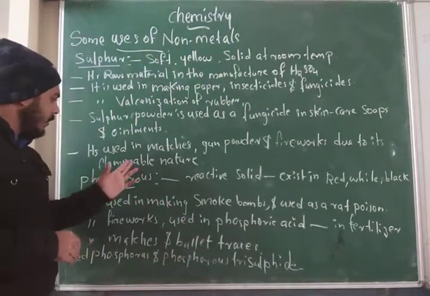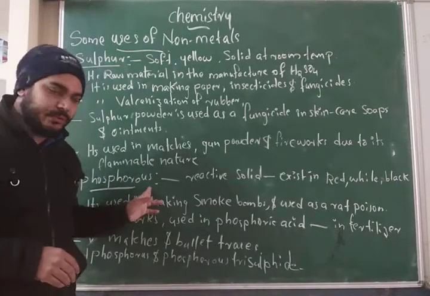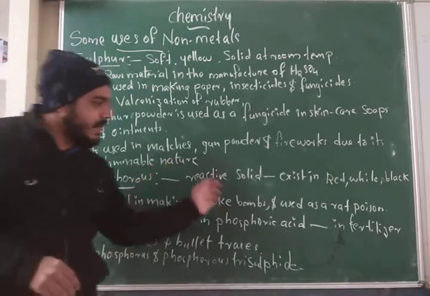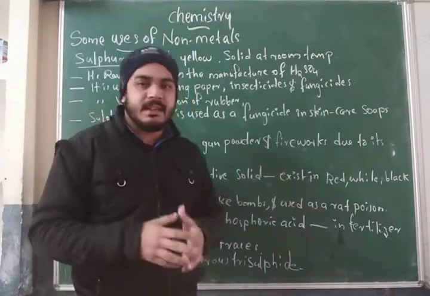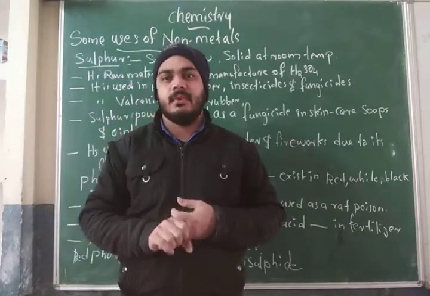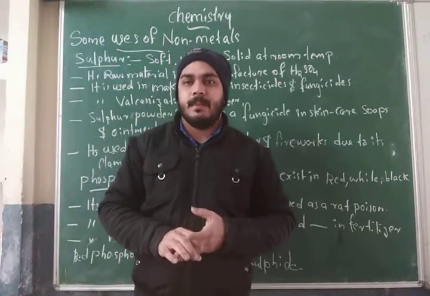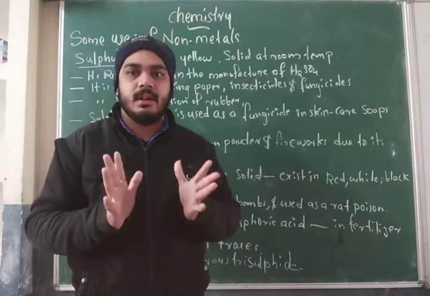Next one, phosphorus. Next non-metal, phosphorus. Phosphorus is a reactive solid. It exists in different colors: red phosphorus, white phosphorus and black phosphorus. It is not seen in the free state in nature.